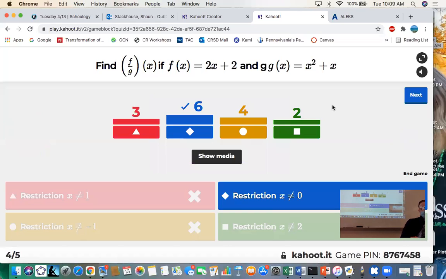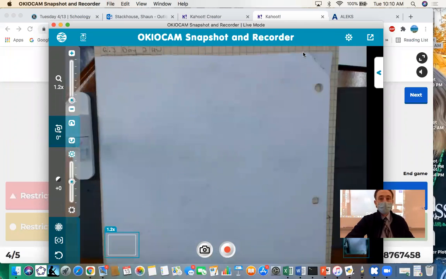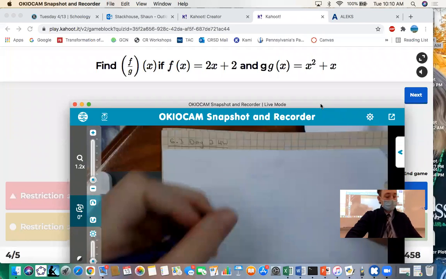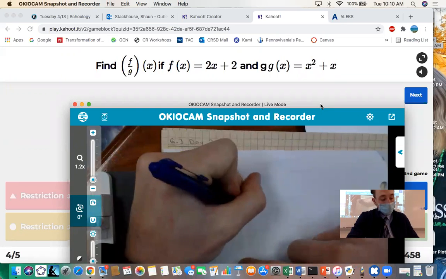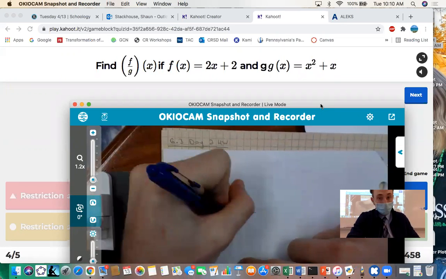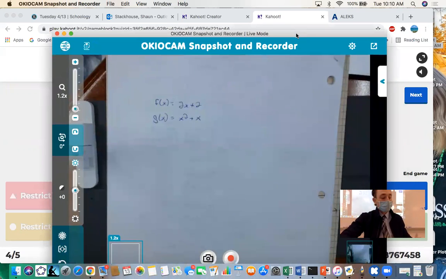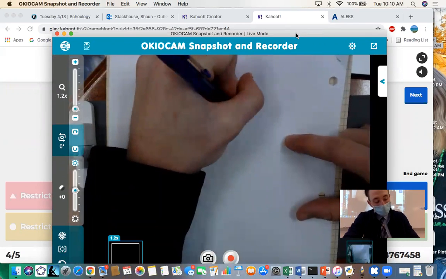Okay. Definitely gonna go over this one. So the correct answer was B. So x can't equal 0. Let's take a look at why that's the case. All right. So the two functions that they give you, they say f of x is 2x plus 2, g of x is x squared plus x. All right. So if I'm going through and dividing these, I have 2x plus 2 in my numerator, x squared plus x in my denominator.